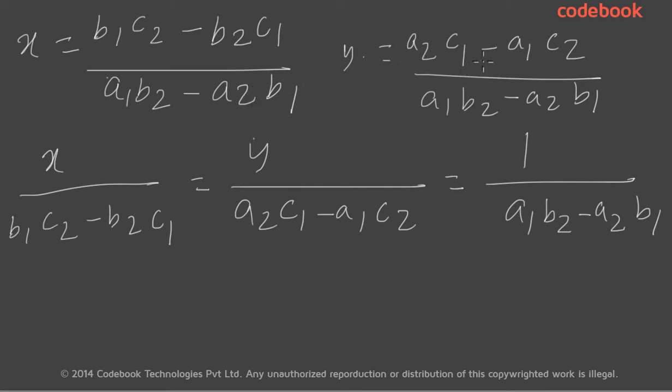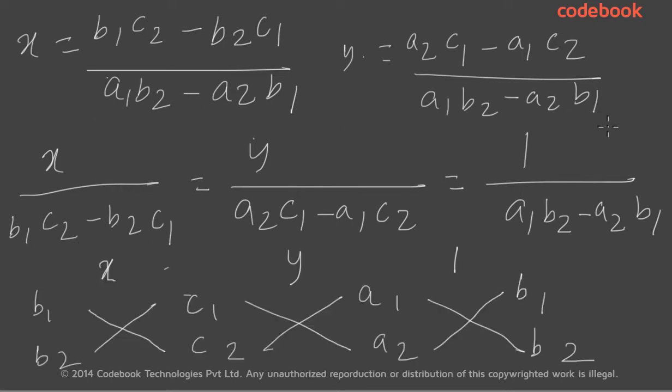Similarly, if you bring A2 C1 minus A1 C2 to the other side, it becomes y by A2 C1 minus A1 C2, and it is also equal to 1 by A1 B2 minus A2 B1. So these three terms are equal. This expression can be remembered simply by looking at this figure. You have B1 C1 A1 and B1, and then B2 C2 A2 and B2, and then you have x here, y here, and 1 here.